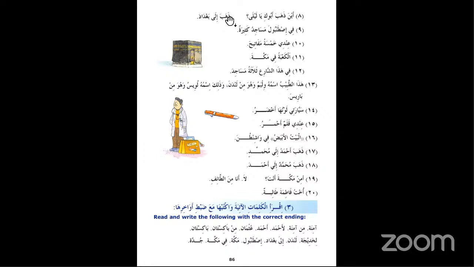Yes. Bismillahirrahmanirrahim. Read and write the following with the correct ending. So Amina, 2 will be min Amina with a fatha. La Ahmadu will be Ahmada. Abba Uthmanu min Pakistan, right? Correct. Pakistan, Pakistanu.